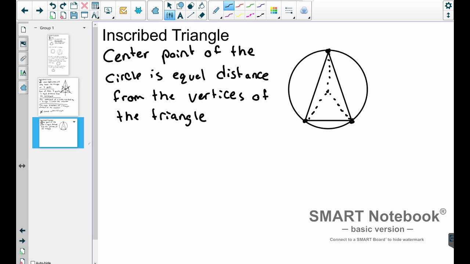If you think about it, this also comes back to our radius because these vertices lie on the circle, and any point from the center of the circle that extends out to a point on the circle is a radius. So basically we have three different radii here that are of equal distance because the radius is the same no matter where you draw it on the circle.